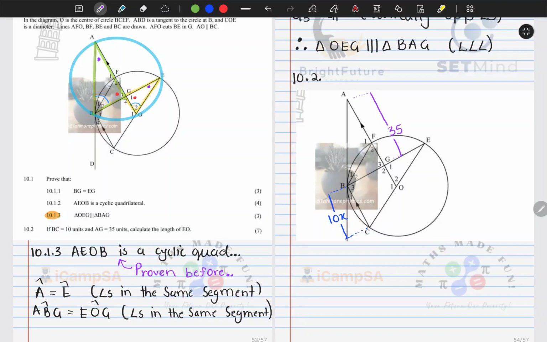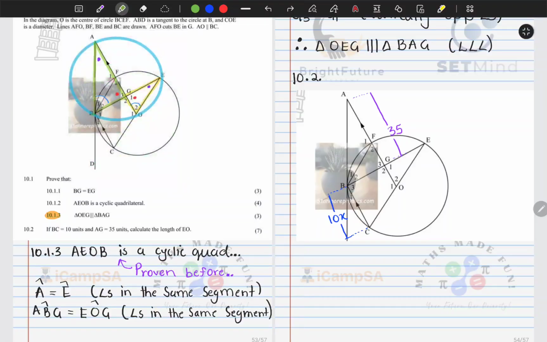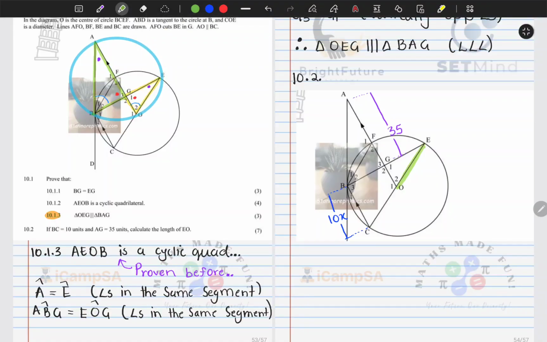And then what we are now required to do is to figure out the length of OE. Let me quickly highlight OE. Where is that? OE, which is that. There are a couple of ways we can go about dealing with this problem. So let's go ahead and deal with this. I don't need to put x here because this is units.